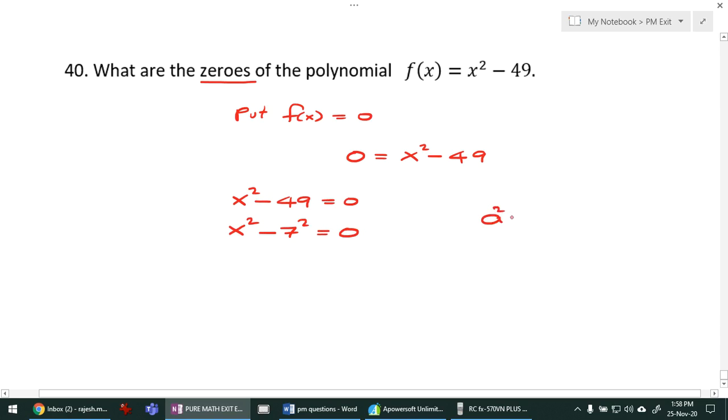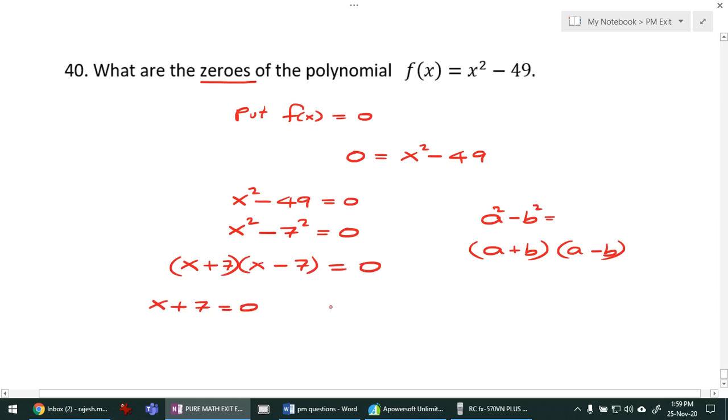Now we know the rule, a square minus b square is a plus b into a minus b. So you can write x plus 7 into x minus 7 equals 0. If this product is 0, now you can write x plus 7 equals 0 and x minus 7 equals 0. So here you will get x equals, plus 7 will go to the other side, you will get minus 7, and here minus 7 will go to the other side, you will get plus 7. So the zeros are minus 7 and plus 7.